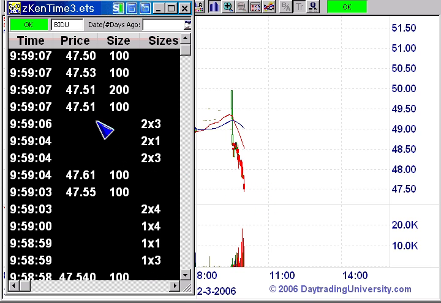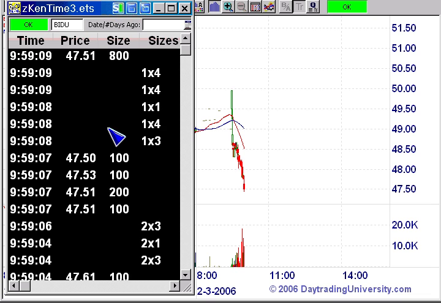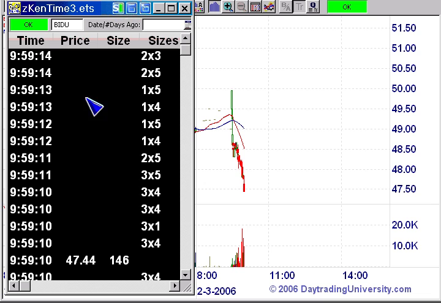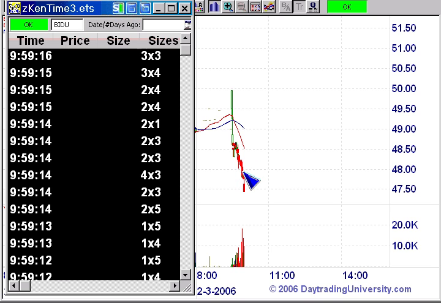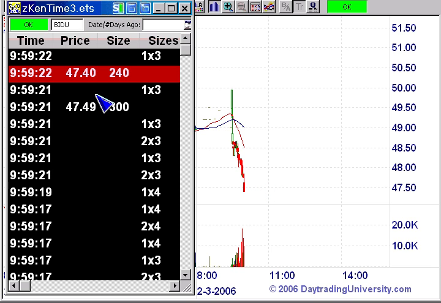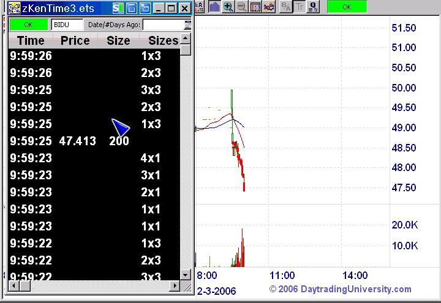In time and sales, one of the patterns that we're looking for is to see how fast it's able to take out each 10-cent increment. So how fast did it take out the 48 even, the 47.9, the 47.8, 7, 6, 5, 4, 3, and so forth? How fast is it able to take out each 10 cents? The faster, the better, right?